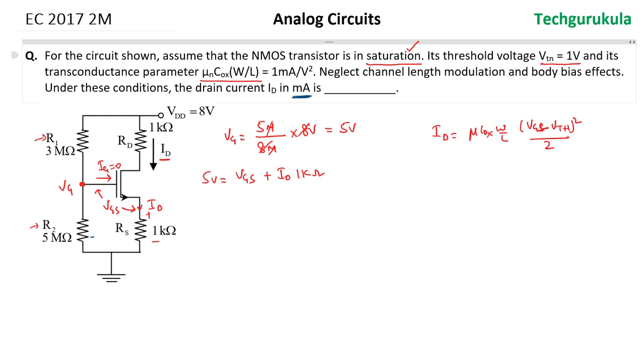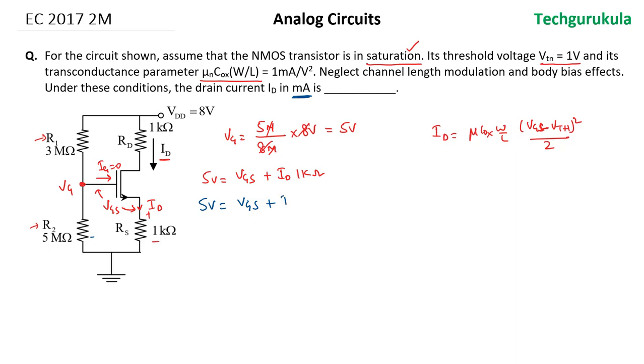So let me consider that. If ID is going to be in milliamperes, let's take the milliamperes out and multiply with kilo. So what we get is 5 volts is equal to VGS plus 1 milliampere times 1 kilo, which will be 1 volt, which means ID will be simply a number times volts. So now let's substitute this VGS value, which is VGS is equal to 5 minus ID, in this current equation.